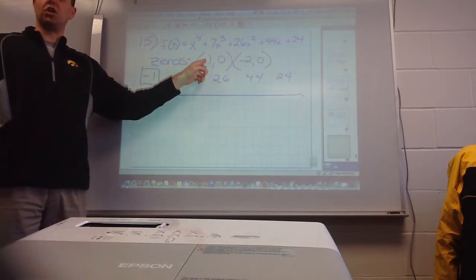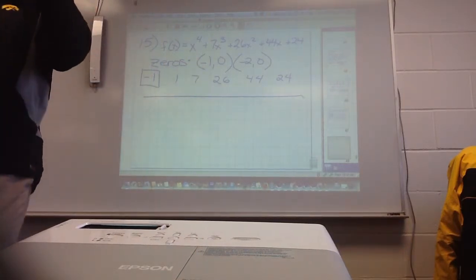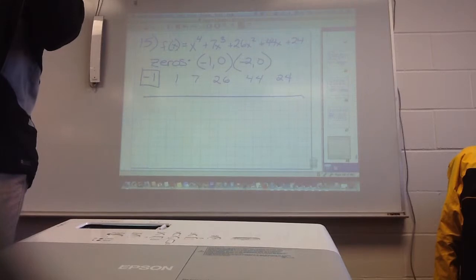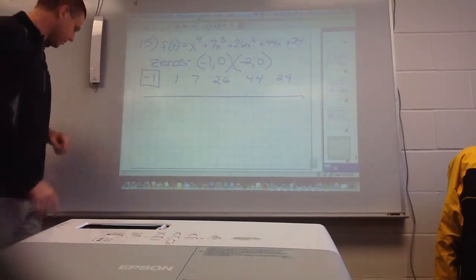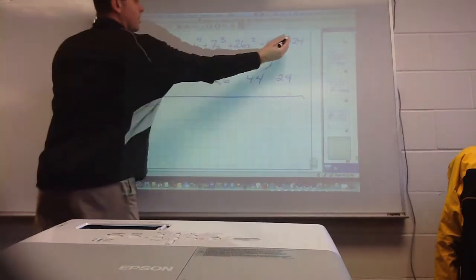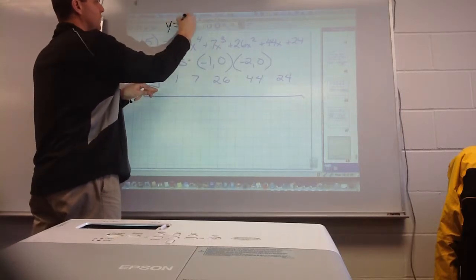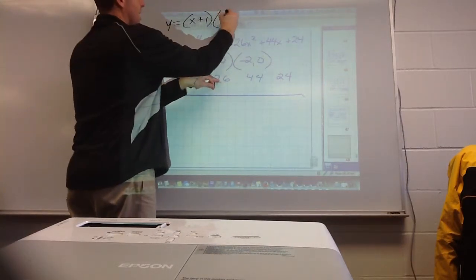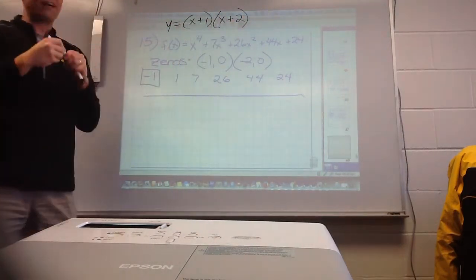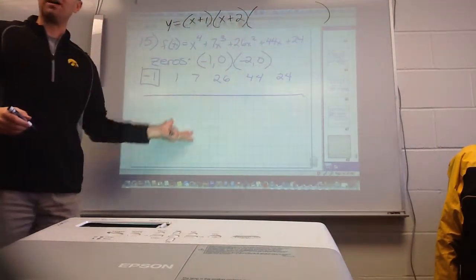Remember, this is the zero of the function, okay? If this is the zero, what would the factor be? The factor would be x plus 1. I want to make sure it's very clear: because negative 1 is a zero, I know definitely that x plus 1 is a factor. I also know that x plus 2 is a factor. I don't know what that third one is yet, but I'll get to it after I do my divisions.